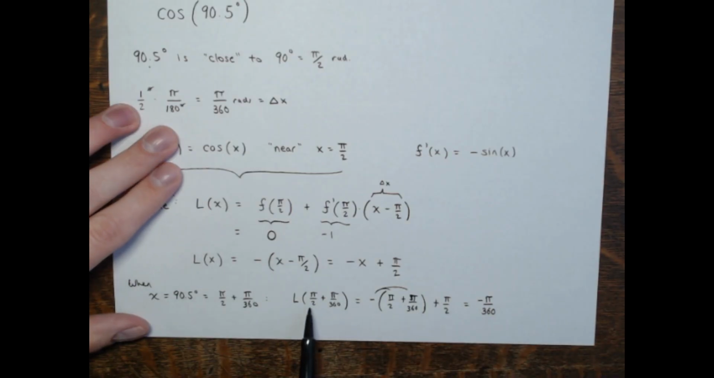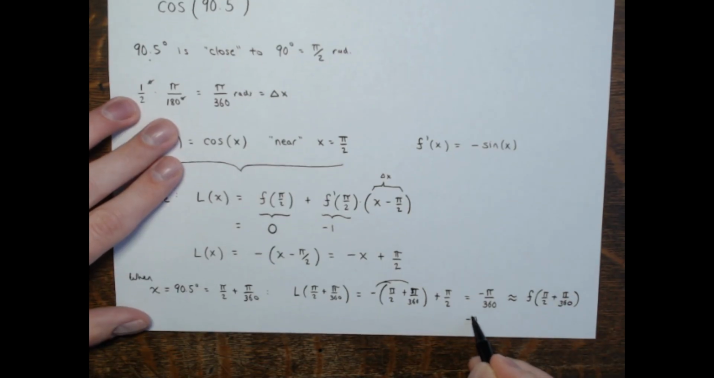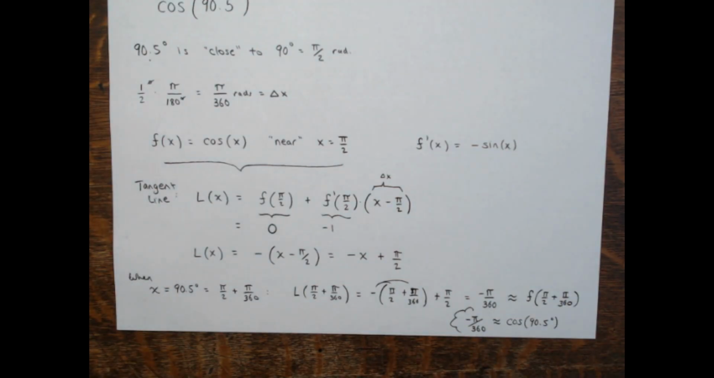Remember, since we're near pi over 2, the value of the tangent line here should be approximately the same as the value of our function at this pi over 2 plus pi over 360, or the 90.5 degrees, right? So negative pi over 360 should give me a good approximation of the cosine of 90.5 degrees. Now this is something I'm going to have, they asked me to round. All right, they said round your answer to 3 decimal places.